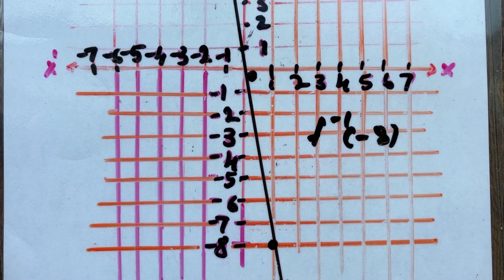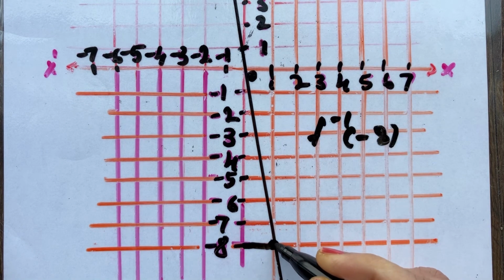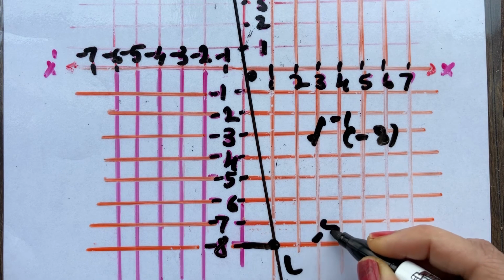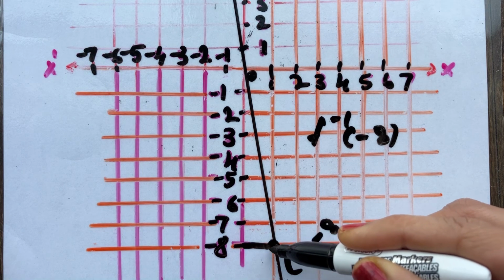Here our output, that is the y value, is negative 8. So look at the y value, negative 8. So this intersects negative 8 here. The function is happening here. This line, negative 8, is happening here. This is our output, our y value, negative 8. You have to find the input, that is our x value for this negative 8.